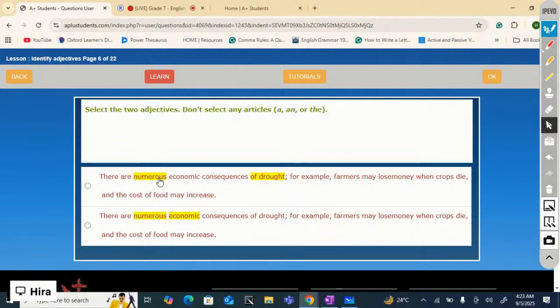In the first, numerous and of drought are highlighted. And in the second one, numerous economic consequences. These two words are highlighted. Which two words are adjectives? Let me know.